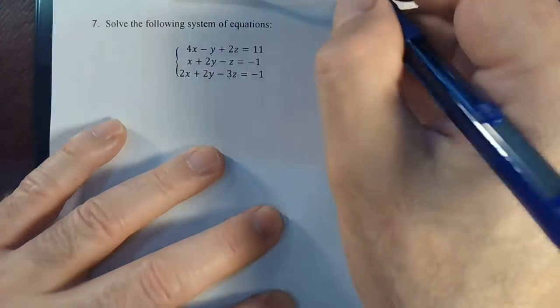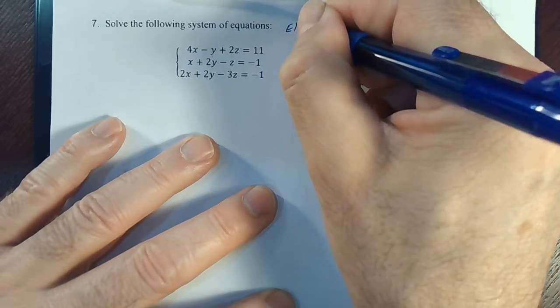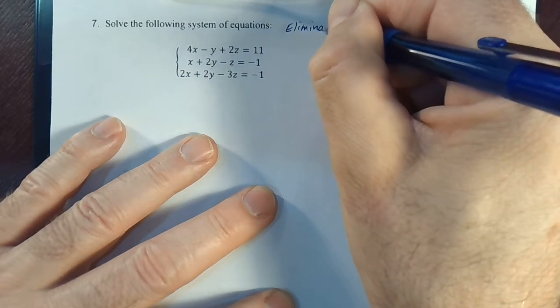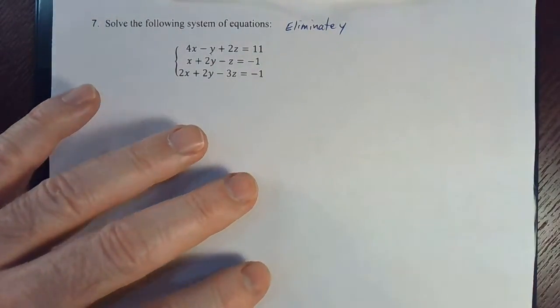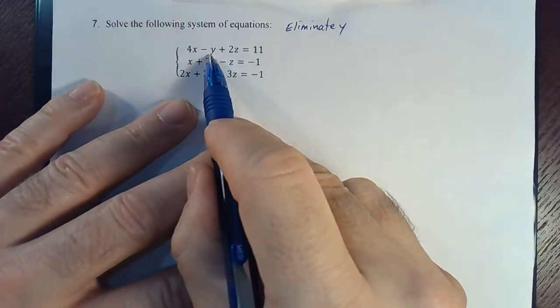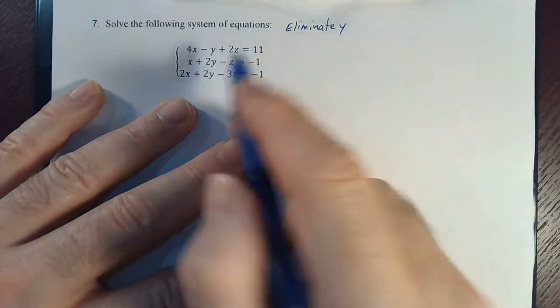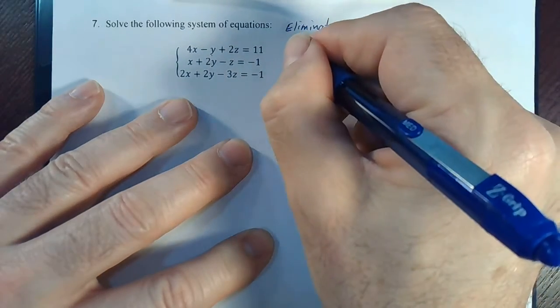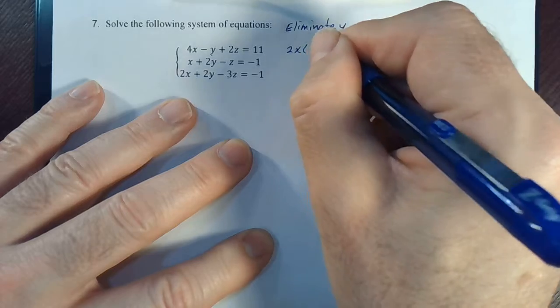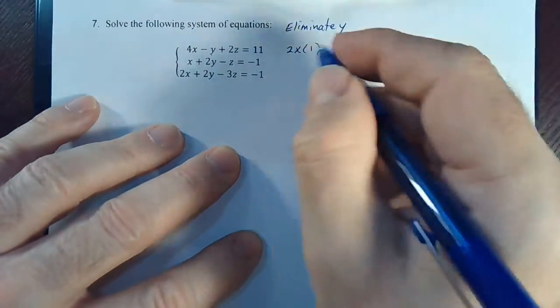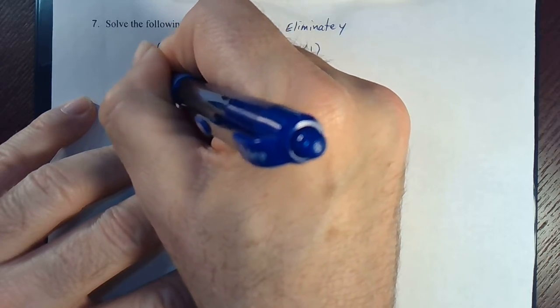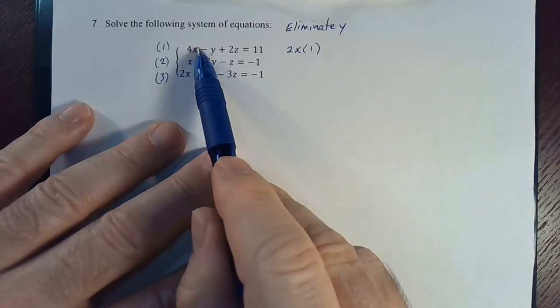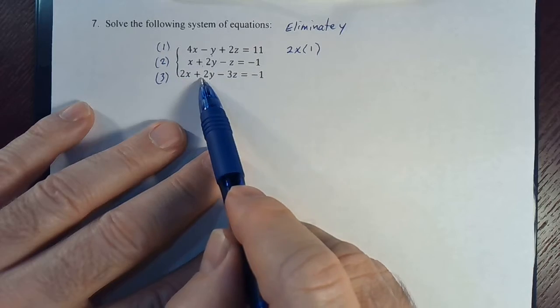So I'm just going to make a note. You don't have to do it this way. We're going to eliminate the y 2 times. First, I want a negative 2y here, so I'm going to put 2 times equation 1, which I didn't label the equations. I'm going to do it on this side this time. It's always the same thing: equation 1, equation 2, equation 3.